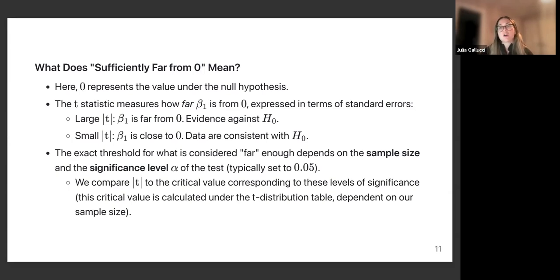And so we would need a smaller critical value to declare that something's significant. On the other hand, smaller samples make us more cautious. So in this case, we would require a critical value or a threshold to be larger.